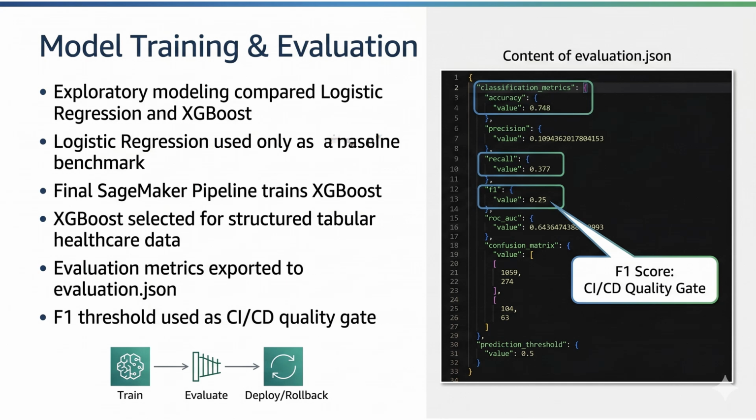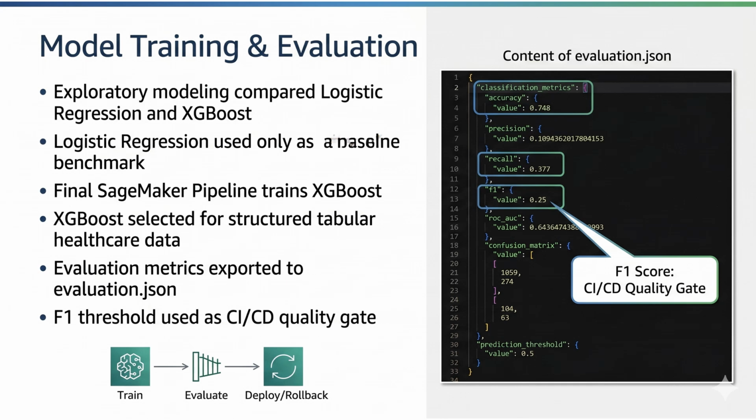After training, the model is evaluated automatically and the metrics are saved into an evaluation.json file. Here the model achieved about 75% accuracy, 38% recall, 25% F1 score, and 64% AUC. Since this is a healthcare readmission problem, recall and F1 are important because we care about identifying patients who may be readmitted within 30 days.